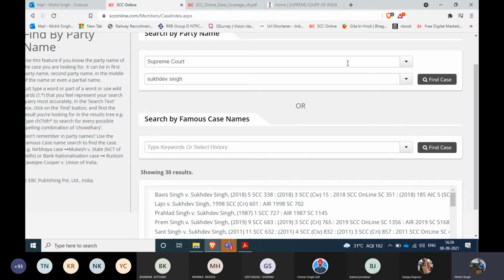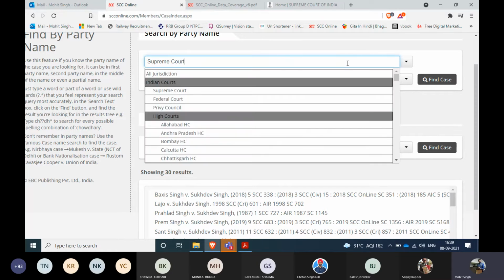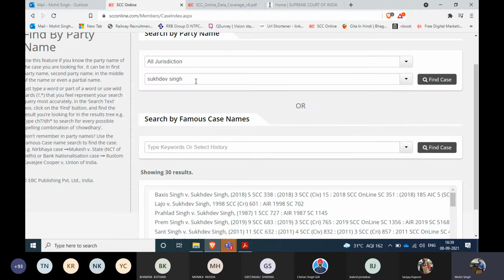What if I do not have the information from whichever court that judgment was delivered? What to do in that scenario? We click on this list, and then we click on all jurisdiction. Whichever keyword or whichever party name you enter will be searched in the whole database of SCC Online. Now again, I'll take another example.